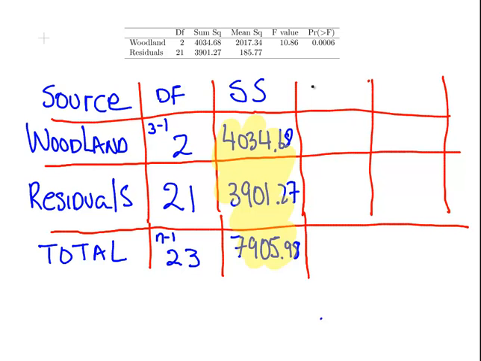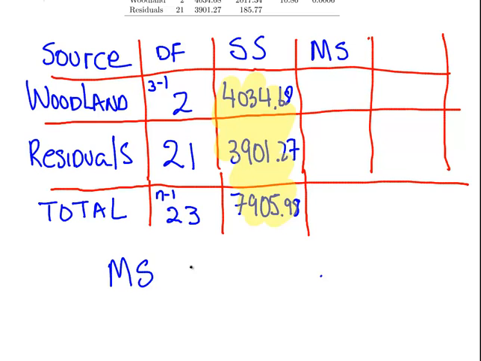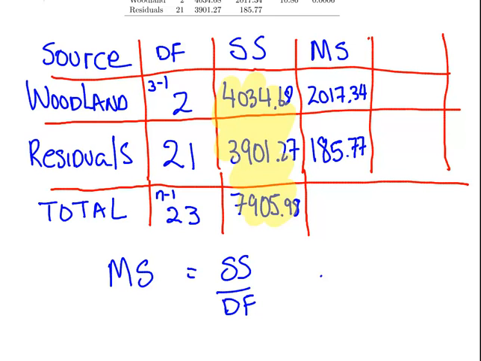Now, mean squared. This is where we are into new territory. The mean squared is the sum of squares divided by degrees of freedom. So 4034.68 divided by 2, we get 201.34. Divide 3901.27 by 21, and we get 185.77. We don't compute mean square for the total, so just leave that blank. It's supposed to be left blank.